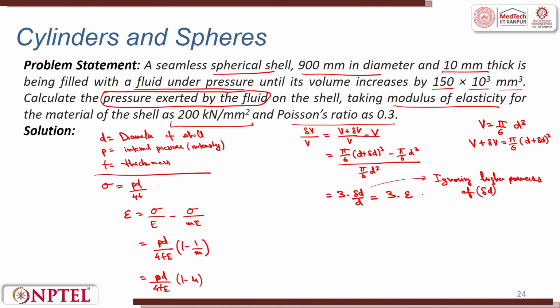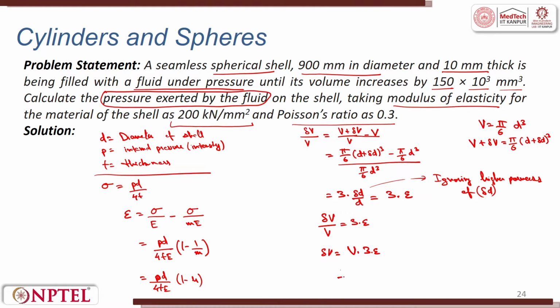The third degree power, the cube, would be 0.000001, so it is 10 raised to power minus 6. We are ignoring the higher powers, so we get it almost equivalent to 3 into strain. Putting these values, we get delta V by V is equal to 3 into epsilon, and therefore, delta V is equal to V into 3 into epsilon.